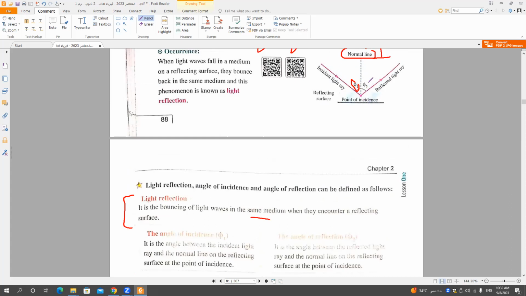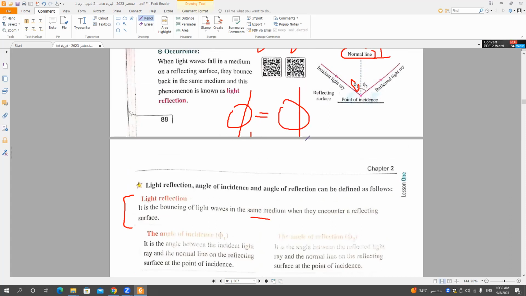طيب, what does it mean? Phi 2 is the angle of reflection. It is the angle between the reflected light ray and the normal to the reflecting surface. What is the relation between the two angles? It must be equal, يا شباب. Phi 1 equals phi 2.